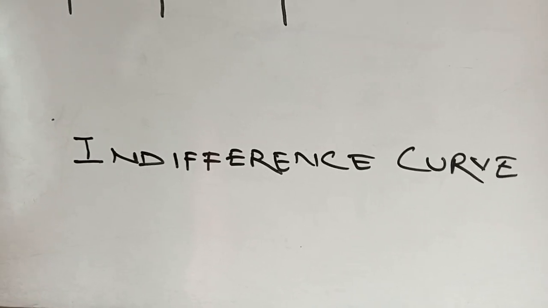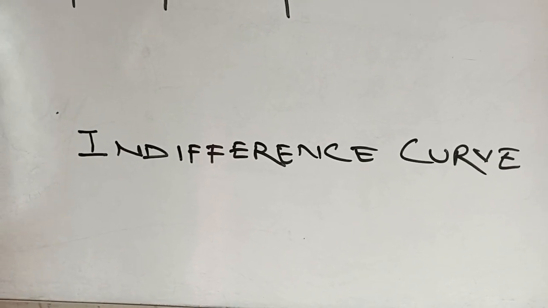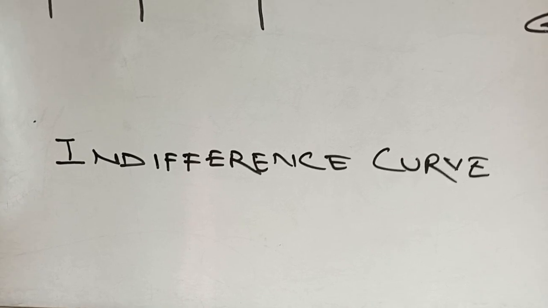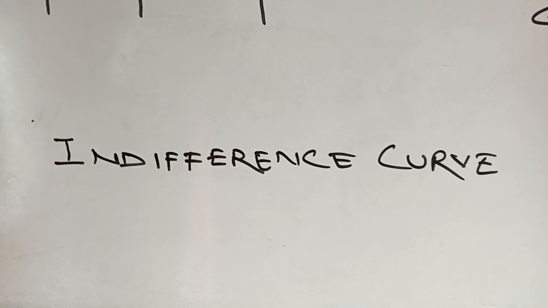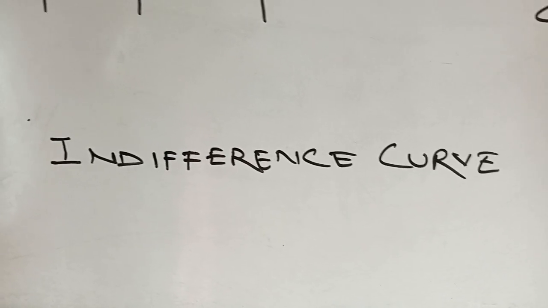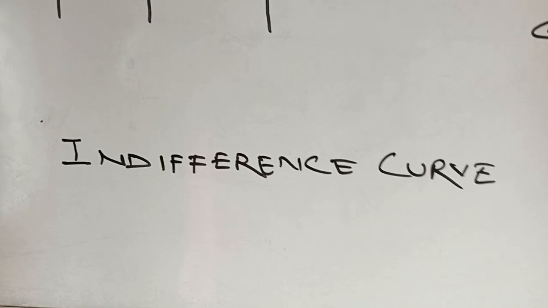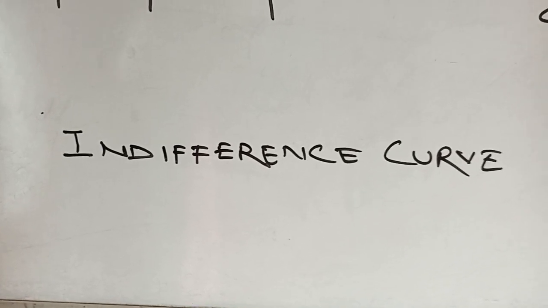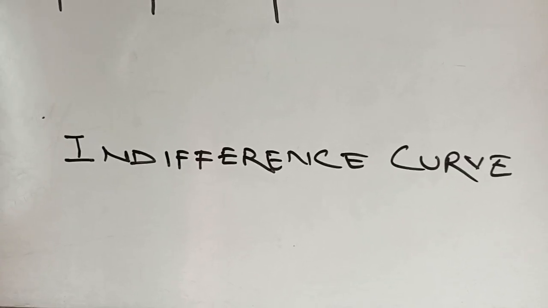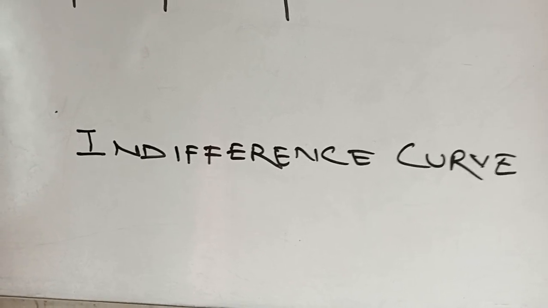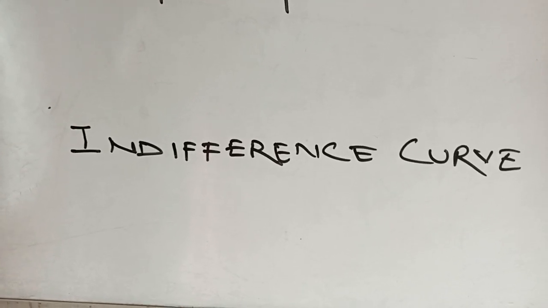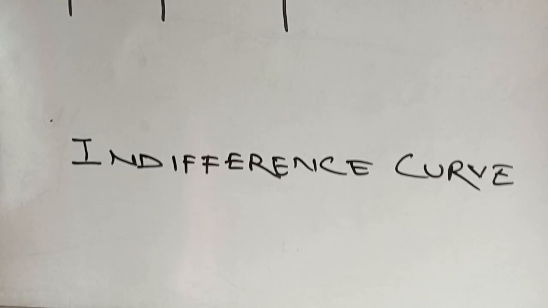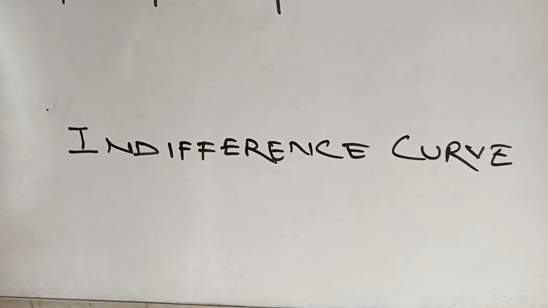Now, why is it called ordinal utility analysis? The reason is, in case of utility, the modern economists have believed, their opinion is, utility cannot be measured cardinally. Rather, utility can be ranked, ordering or ranking of utility can be possible. And that is why we call it ordinal utility analysis.